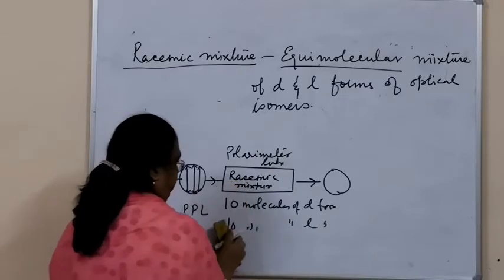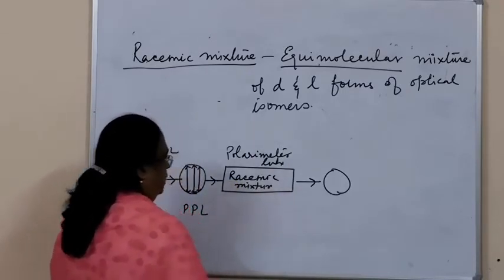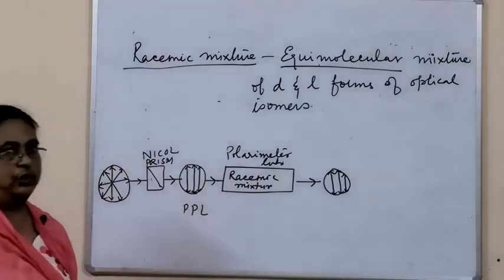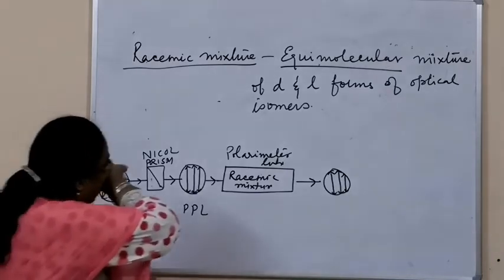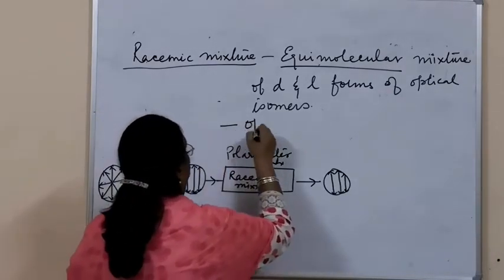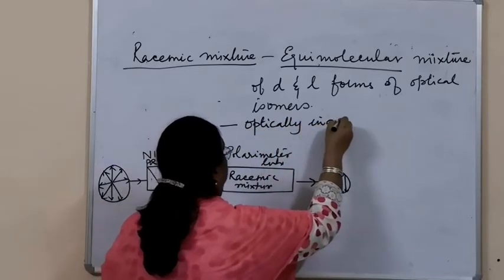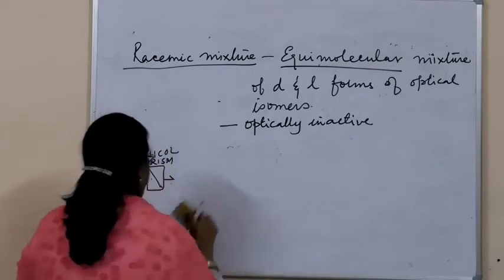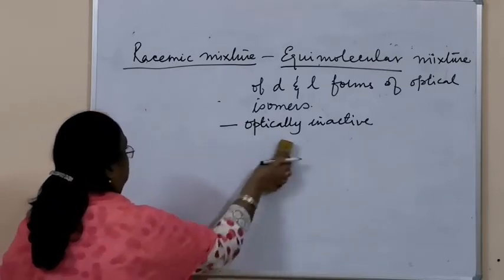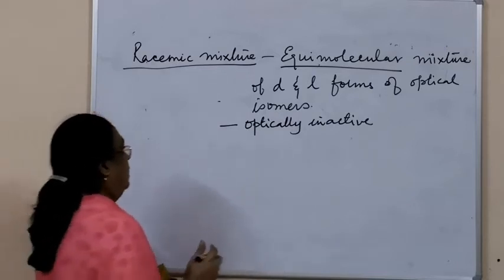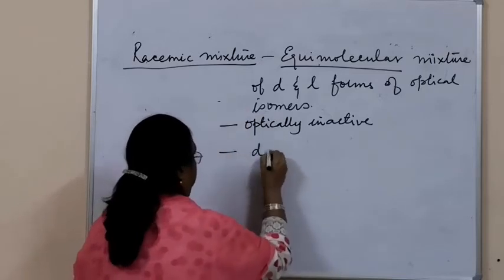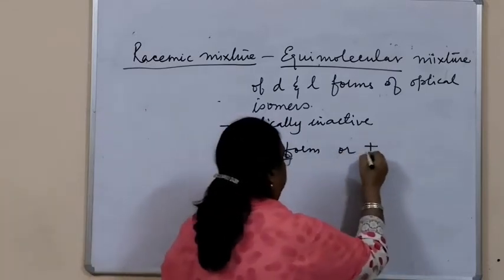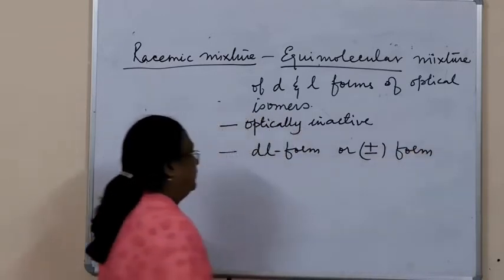If you feed your racemic mixture here, then what do you see? The plane of the polarized light remains the same. It is neither moving clockwise nor anti-clockwise. So this racemic mixture is optically inactive, because the plane of the polarized light is not rotating in any direction, neither clockwise nor anti-clockwise. This racemic mixture is symbolized by the DL form. If you say DL form, it means racemic mixture or plus minus form. Both dextro and levo are there.